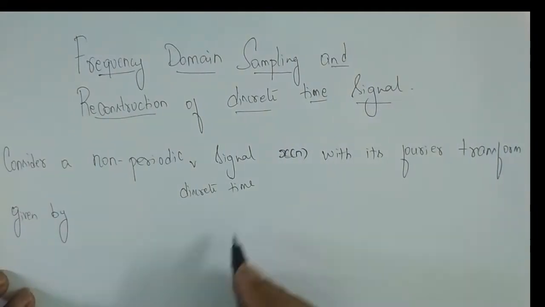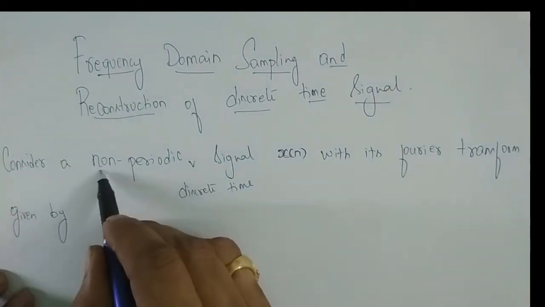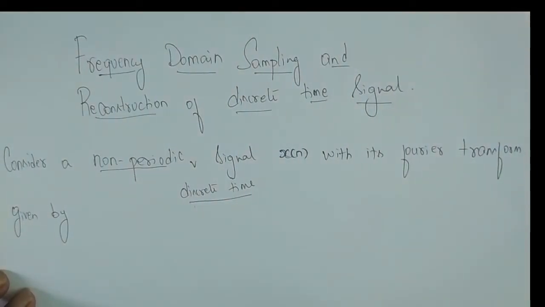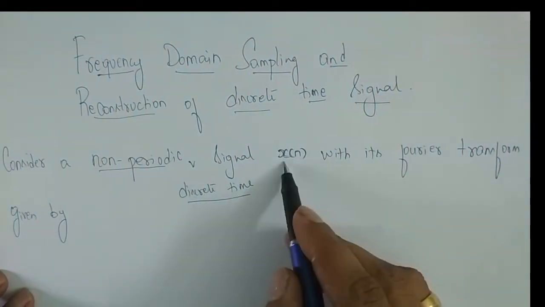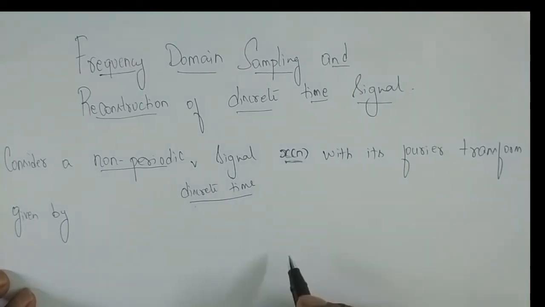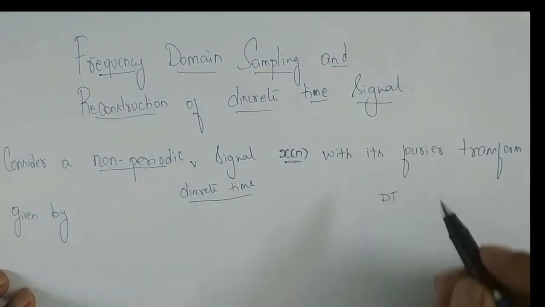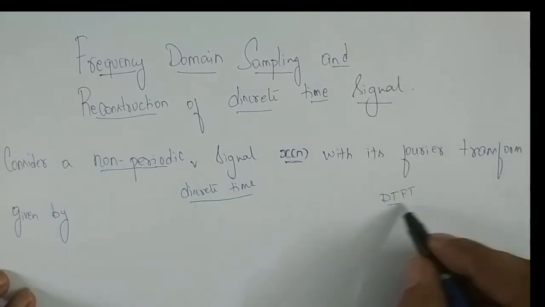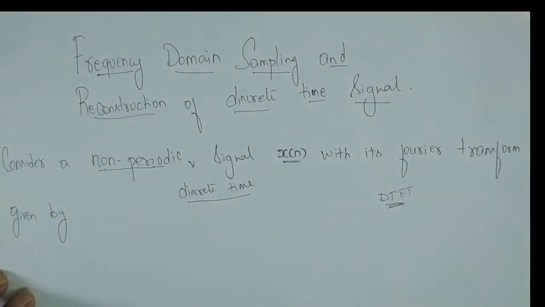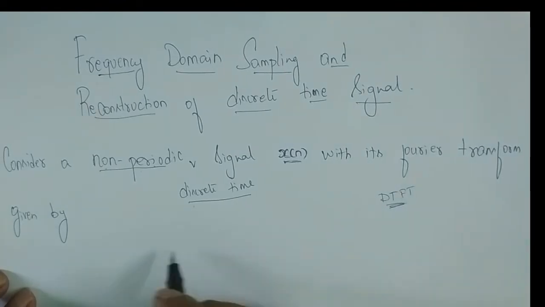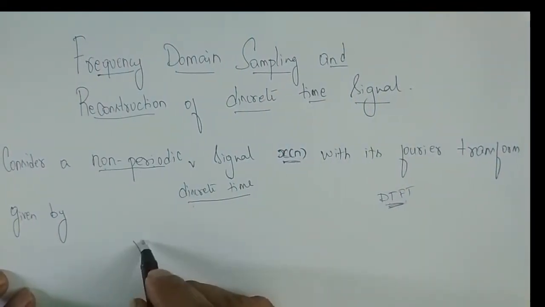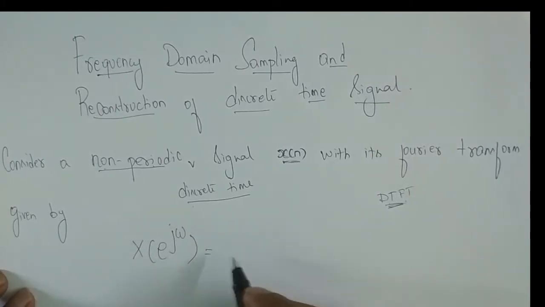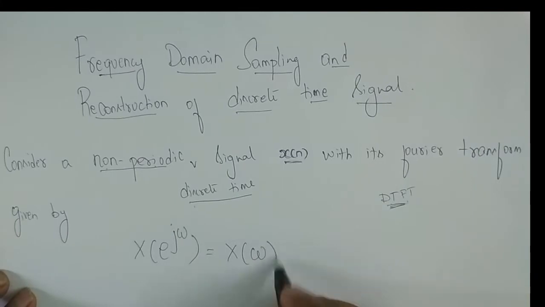So which signal is this? It's a non-periodic signal, right? And it's a discrete time signal. So what is the tool we have to take to convert this signal which is in time domain to frequency domain? Since it is discrete time and non-periodic, I have to take the Fourier transform. So DTFT is the tool which we have to take, right? So what is the output from this tool, DTFT? It is x of e power j omega, right? In short, we usually call it x of omega.